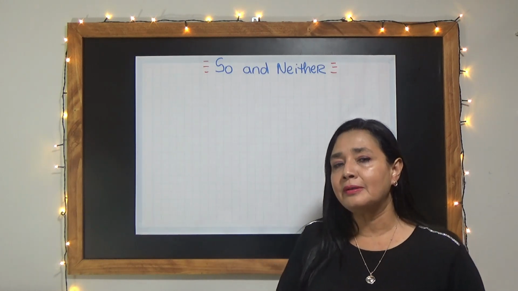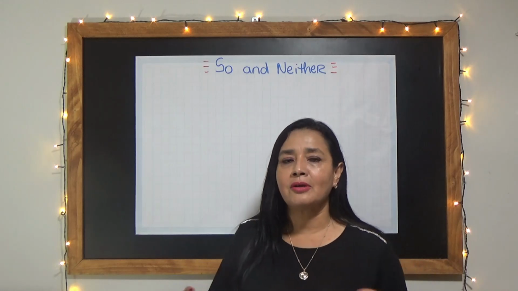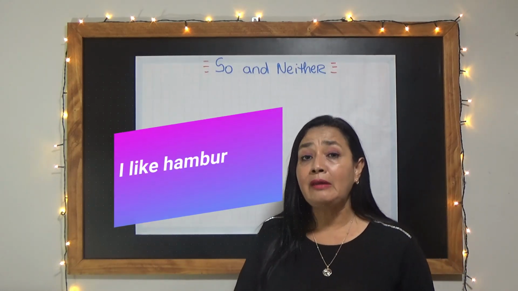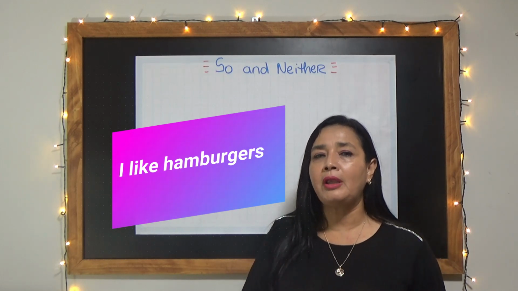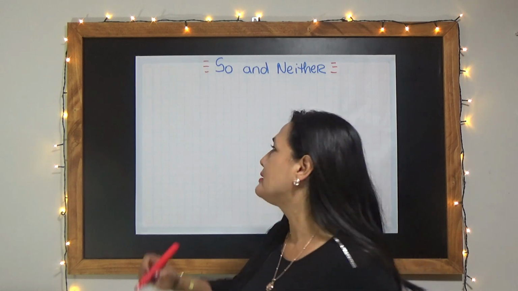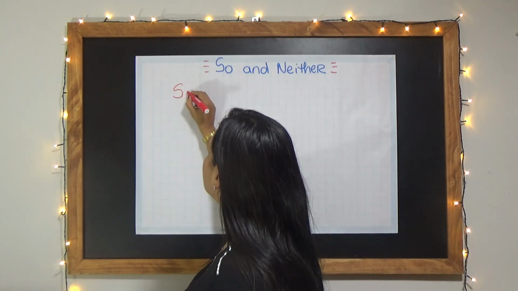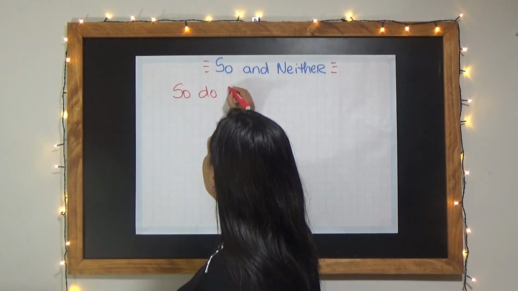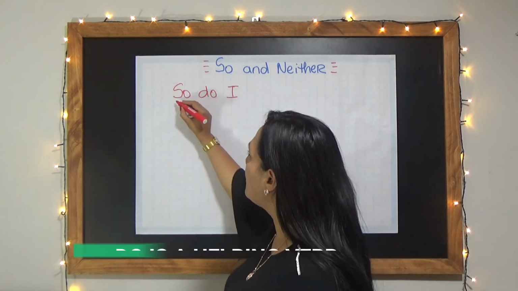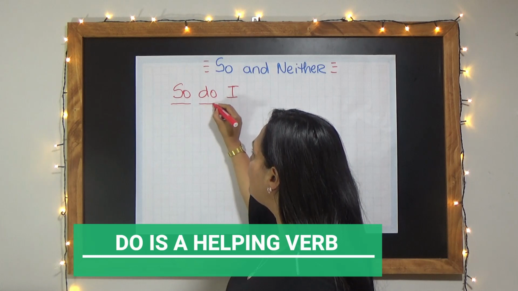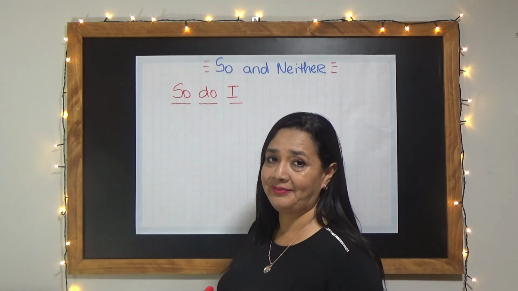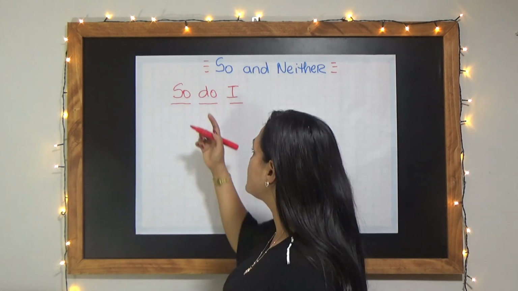So, for example, maybe I'm talking about hamburgers. I like hamburgers. If you want to tell me that you agree with me, you can use the words "so do I". We have "so", a helping verb, and the person. In this case, "I". Okay, so we have "so do I".